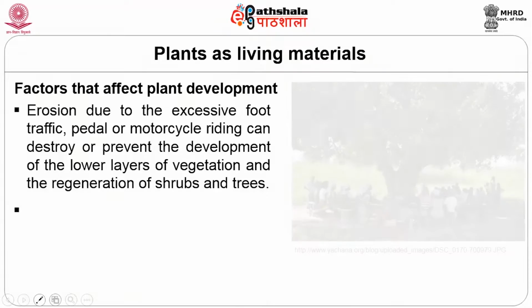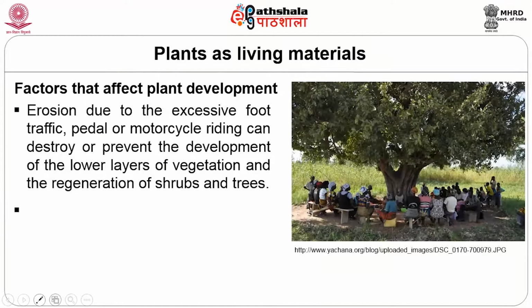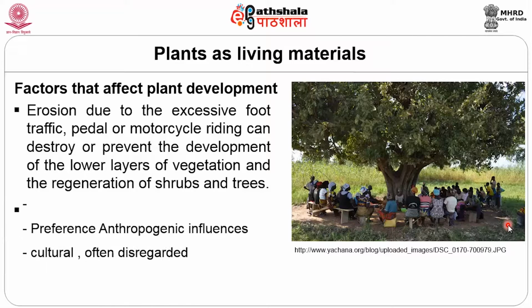Erosion is another factor which happens due to excessive foot traffic, pedal and motorcycle riding, and human movement as such, and how humans clear the lower layer of a particular area and change the lower layer of vegetation, and also the change brought about by shrubs. It might be just the under layer of a tree that has been fully cleared for a particular human function. So there are a lot of other factors that seriously affect plant growth.